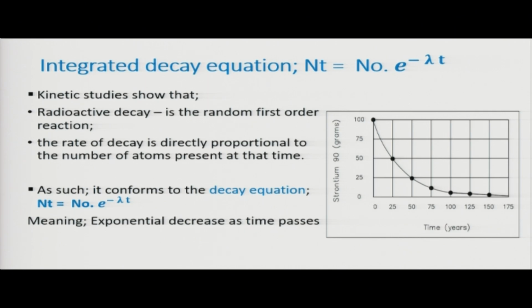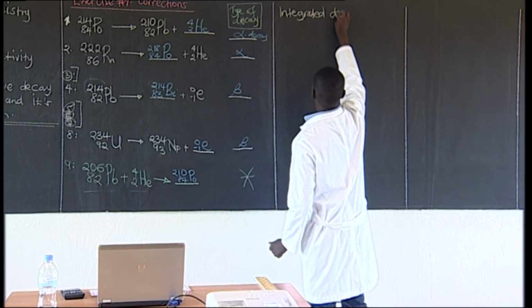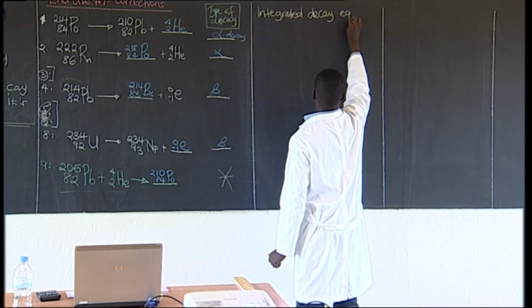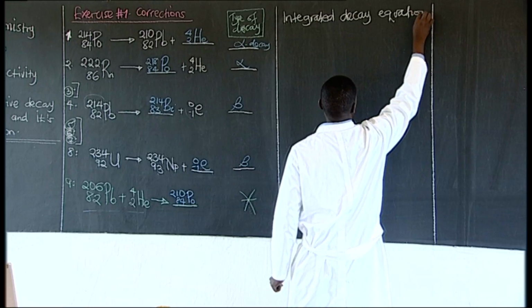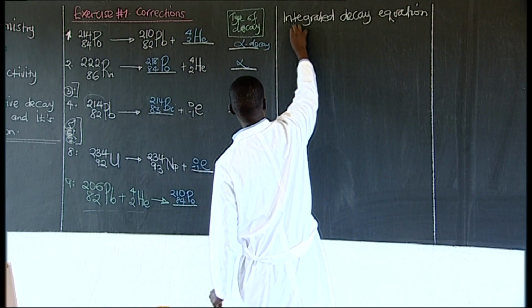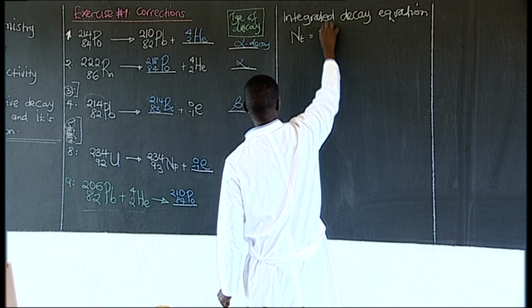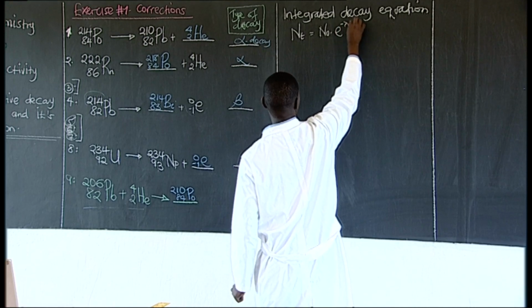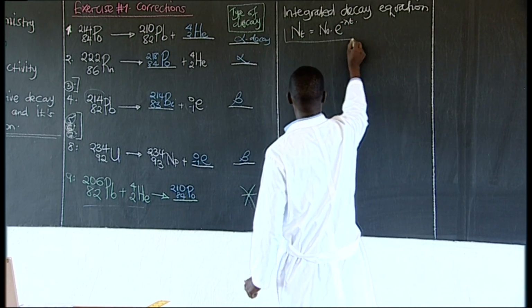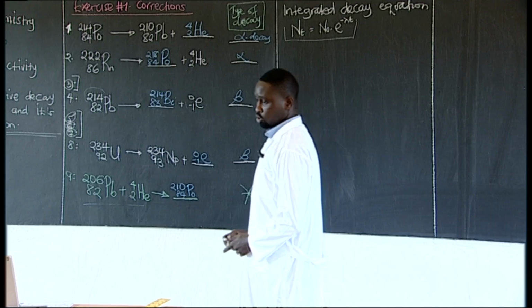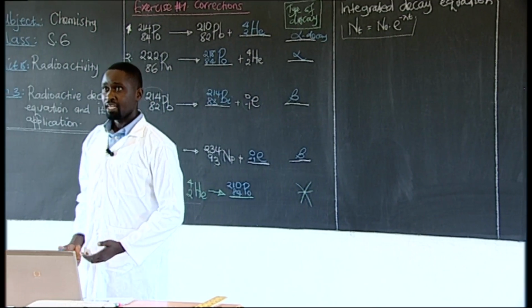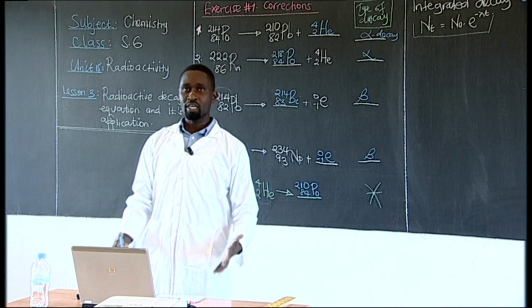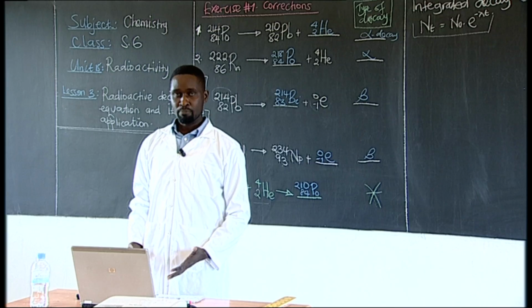Integrated decay equation: N_t equals N_0 e to the negative lambda t. This is our decay equation. We are to derive it and explain what exactly it implies.